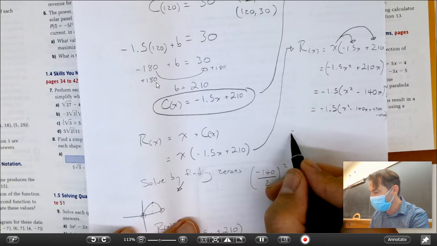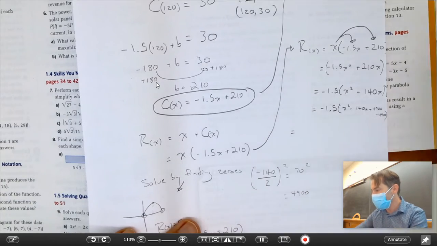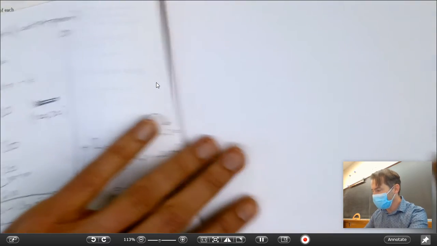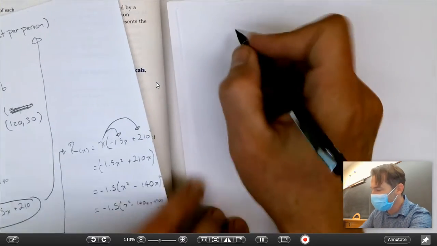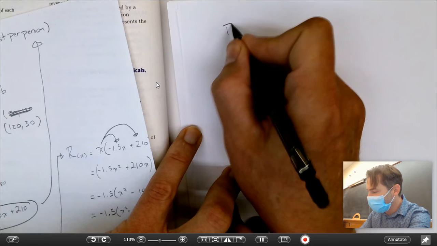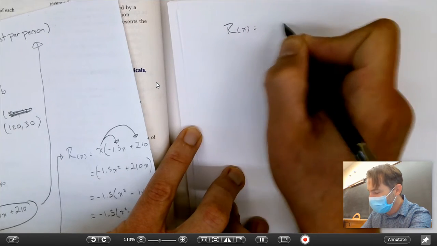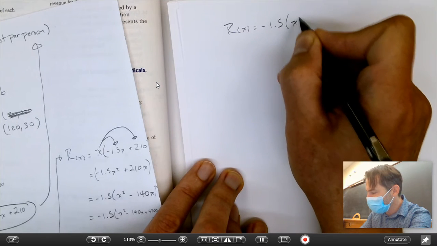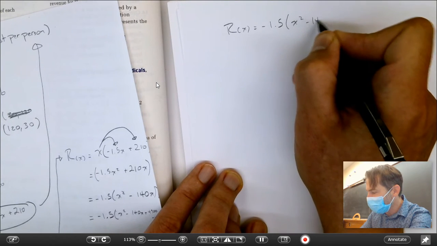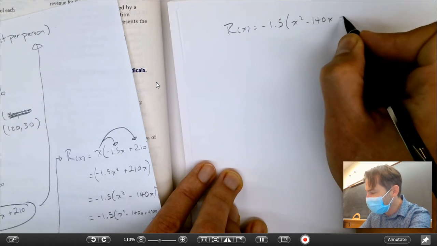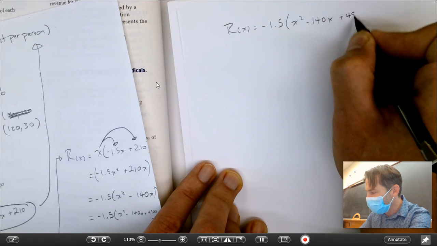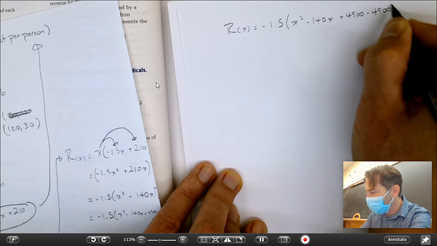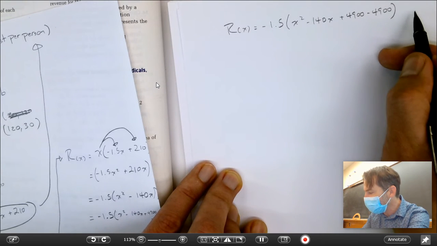I'm going to bring my next equals over here. Just rewrite. Just do it on a new page, Mr. Jennings. So you'll notice I like to spread my work out over many pages. Let's just copy out what we had. R of x is equal to negative 1.5 multiplied by x squared minus 140x. I'm going to add that Jerry Maguire number, 4900, and subtract the Jerry Maguire number, 4900. And then I don't have a c term here that I have to keep track of.